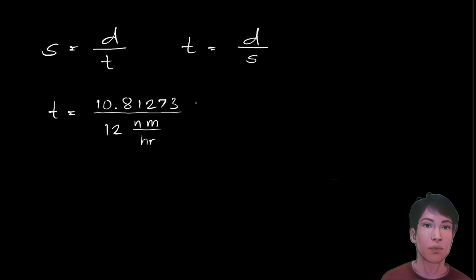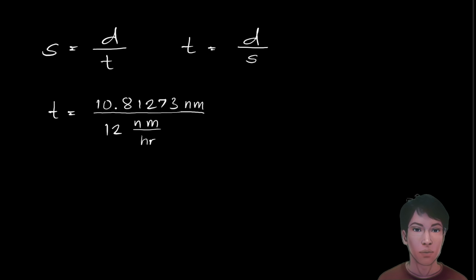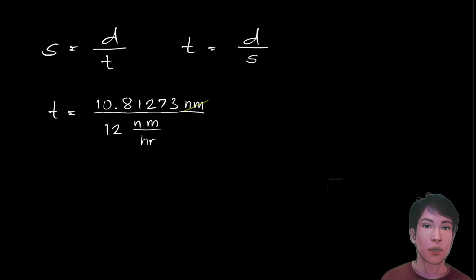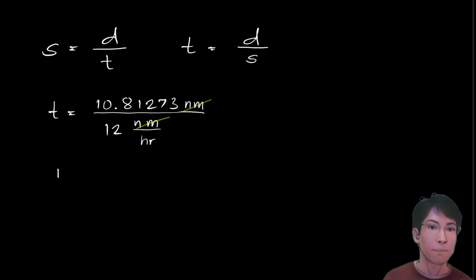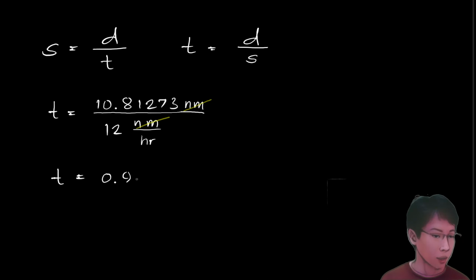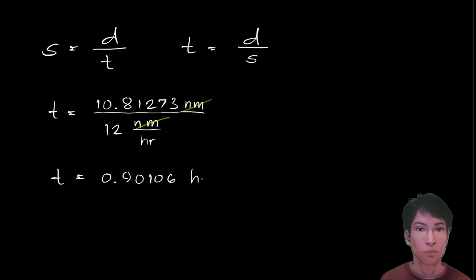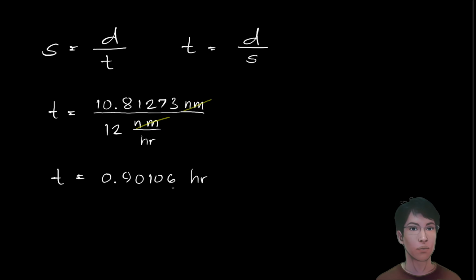I forgot to put the unit here: nautical miles. So the unit nautical miles is cancelled. You're now left with hours. And the time is 0.90106 hours. Okay? And that is the answer to that question.